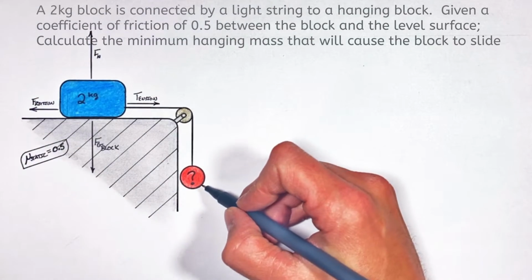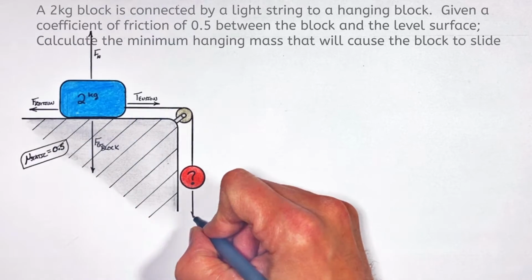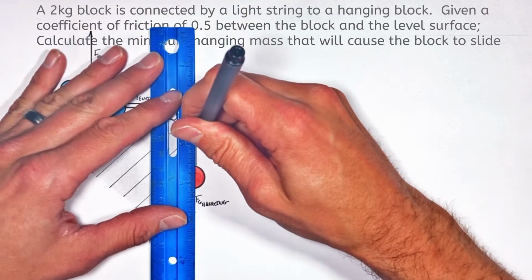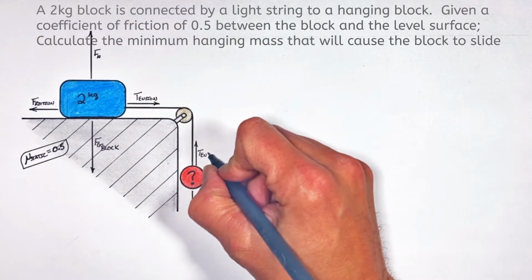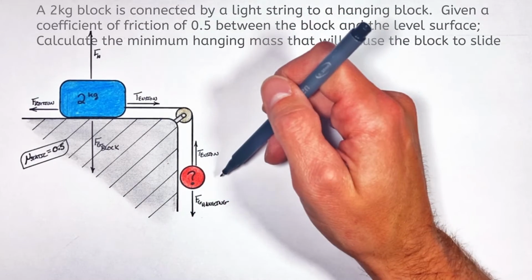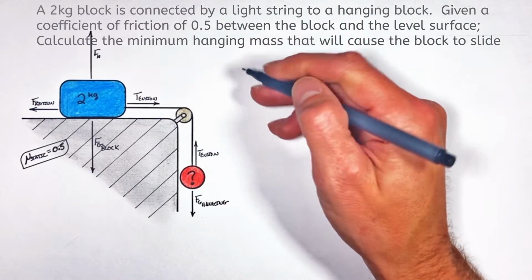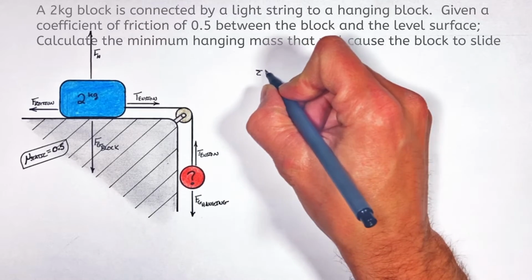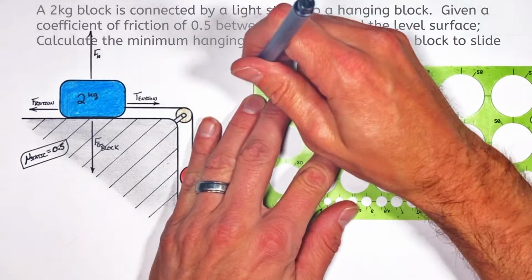Now looking at the hanging mass, there's gravity which is trying to pull it down, and the tension in the string which is holding that mass up. So now that we've laid out all the forces acting on each of these objects, we can take a look at Newton's second law in order to figure out exactly what's happening mathematically in this problem.